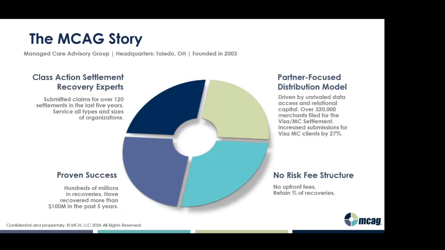A little bit about our company. We are headquartered in Toledo, Ohio, and we were founded in 2003 to provide the class action settlement recovery service. We act as the authorized third-party filing agent on behalf of our clients. We are not attorneys, and we do not generally participate in the litigation process. Instead, really what we do is we track and file into every settlement for which our clients are eligible to receive cash distributions.